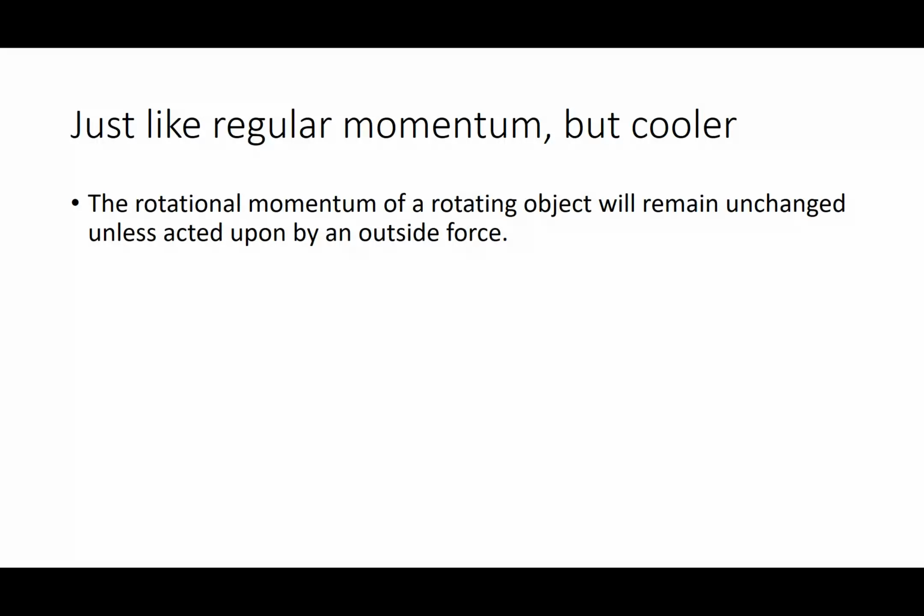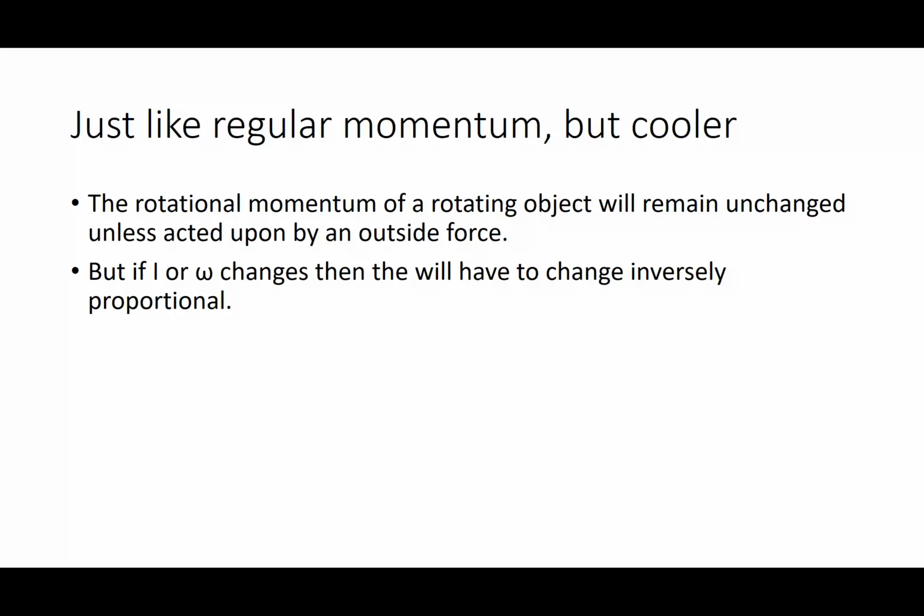So basically, what this is saying is whatever your starting rotational momentum is going to be your final momentum, unless acted upon by an unbalanced torque, force times a distance. So your force times your distance is going to apply a torque, causing you to spin faster or slower with a different angular acceleration. But if your rotational inertia changes, or your rotational speed, the other one will have to change inversely proportional.